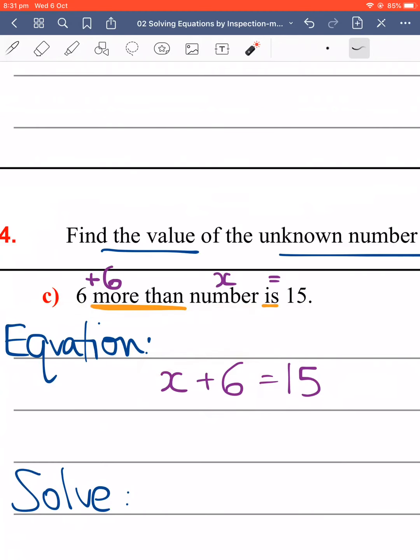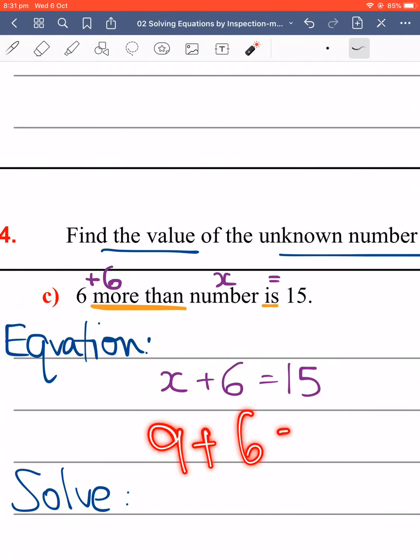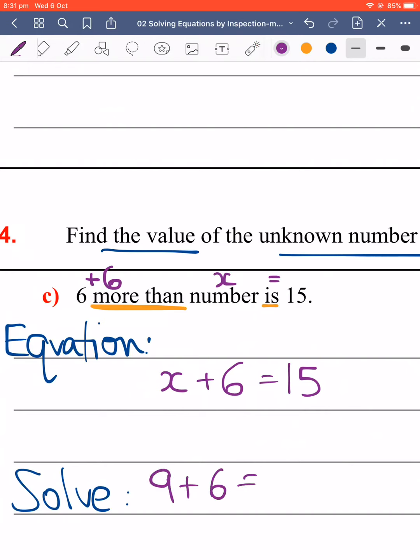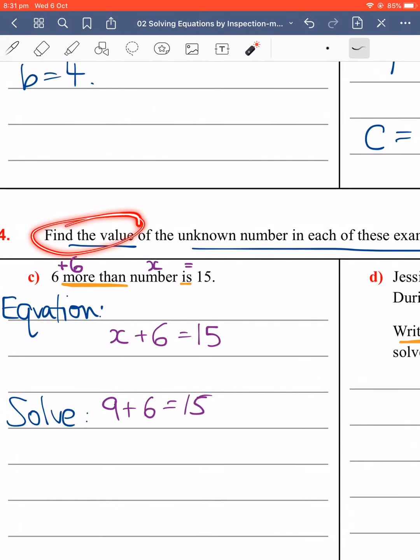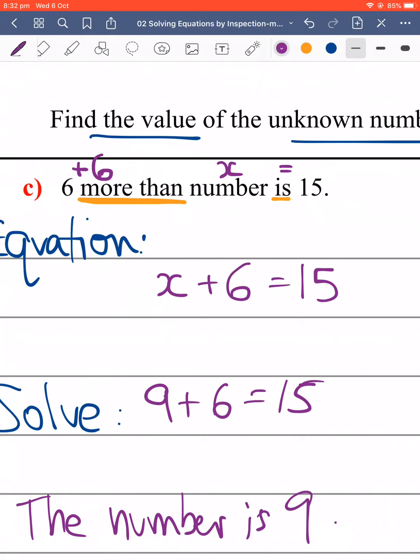Now we need to solve it. So how do I get my left-hand side equaling my right-hand side? So a number plus 6 gives me 15. If I play around with it for a bit, if I try maybe 8 plus 6, 8 plus 6 gives me 14, and I want 15. So if I try 9 plus 6, I get 15. So that would actually be my answer. So 9 plus 6 equals 15. I haven't answered the question yet. It said to find the value of the unknown number. So in this, I need to say that the number is actually 9 to answer my question. So the number is 9. Now I've answered that question.